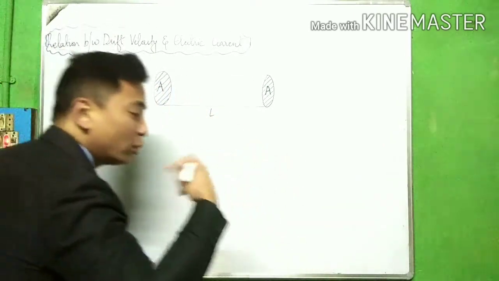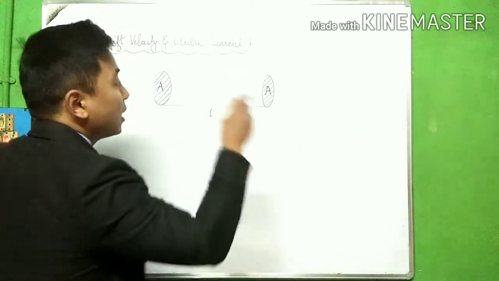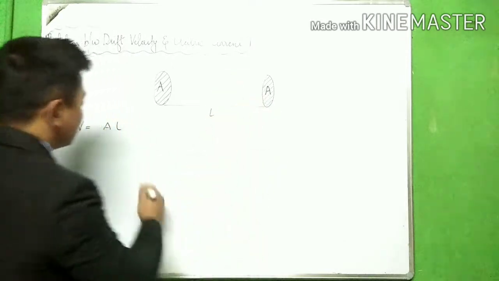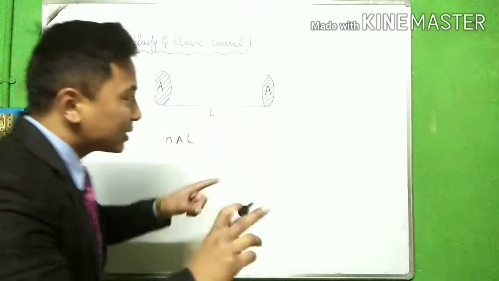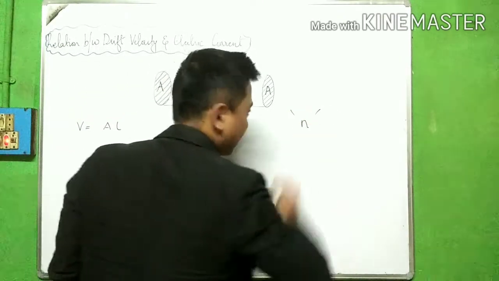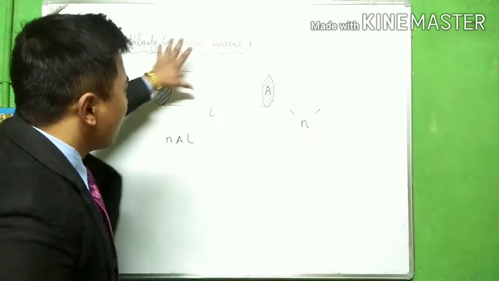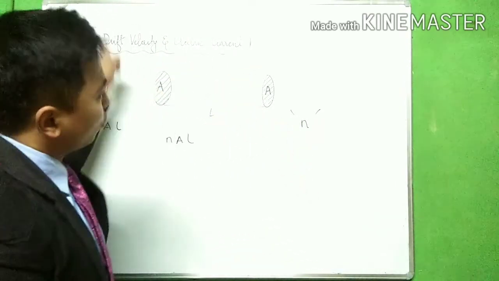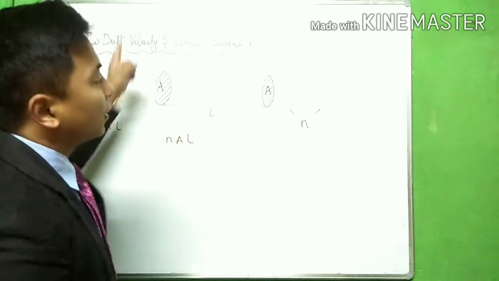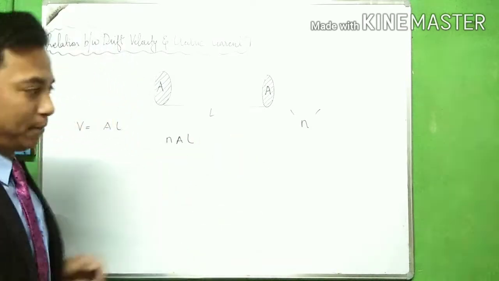Then the total number of free electrons present in the conductor is nAL. Let us consider n be the number of free electrons per unit volume in the conductor. Then the total number of free electrons in the conductor is nAL.